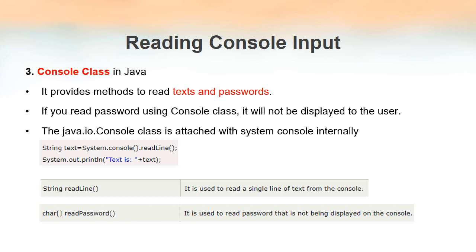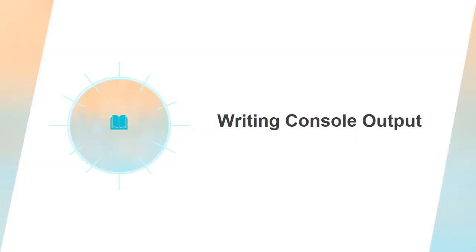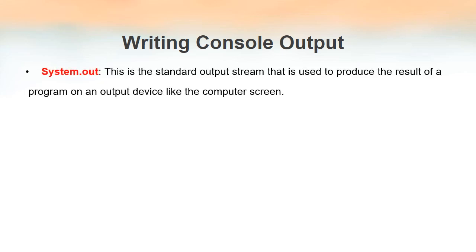They are BufferedReader, Scanner and Console. Now we will see how to write our output to console. So the first thing that we have to understand is the standard output stream. Like System.in, we have System.out as a standard output stream. It is used to produce the result of a program on an output device like our computer screen.